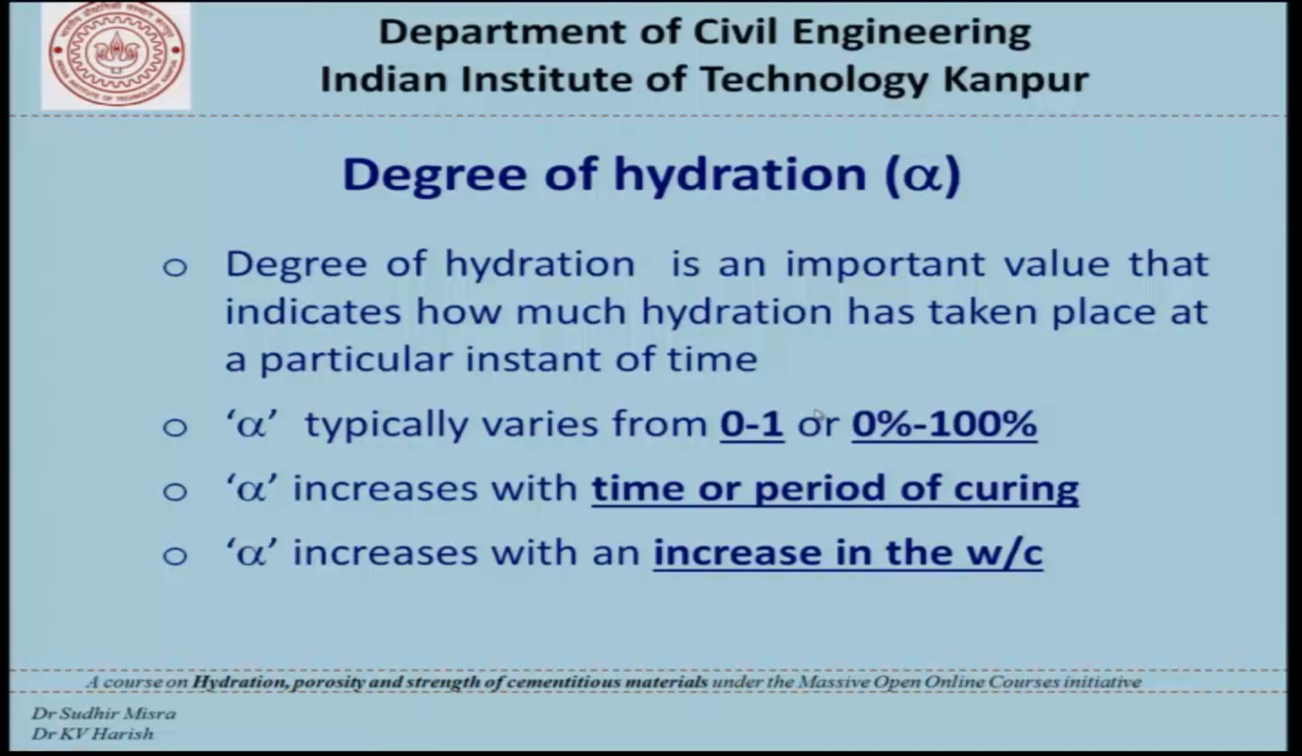Usually the degree of hydration for a matured cement paste is in the range of 70% to 90%, and usually it does not exceed 90%.